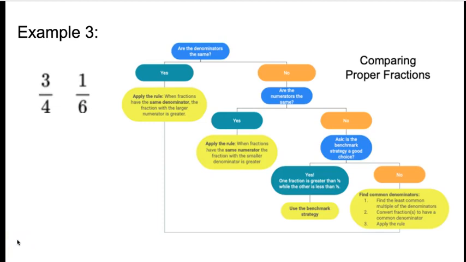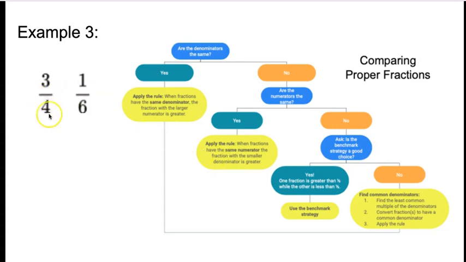In example 3, we are comparing 3/4 and 1/6. Starting at the top, are the denominators the same? No, 4 and 6 are not the same. So, are the numerators the same? No, 3 and 1 are not the same. Ask, is the benchmark strategy a good choice? Yes, one of my fractions is more than 1/2 and the other is less than 1/2.